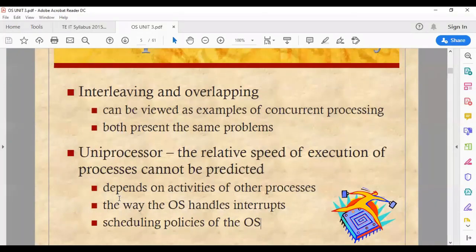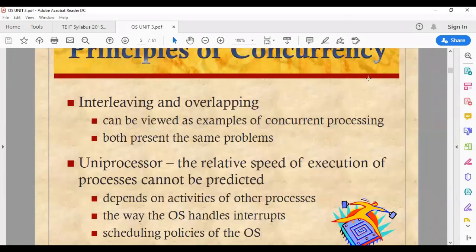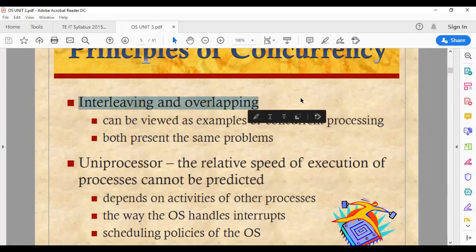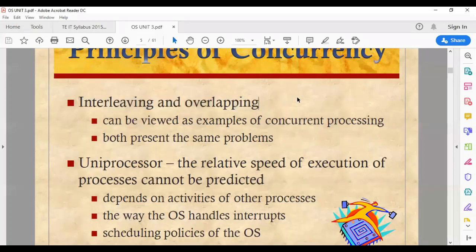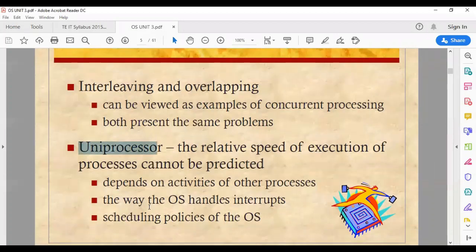Now, how to carry out this mutual exclusion, that we have to find. Based on that, the principles of concurrency: in the first principle, interleaving and overlapping, there are some problems, which I already explained. Then the second point is the uniprocessor, which depends on the single processor. So these are some uniprocessor issues.